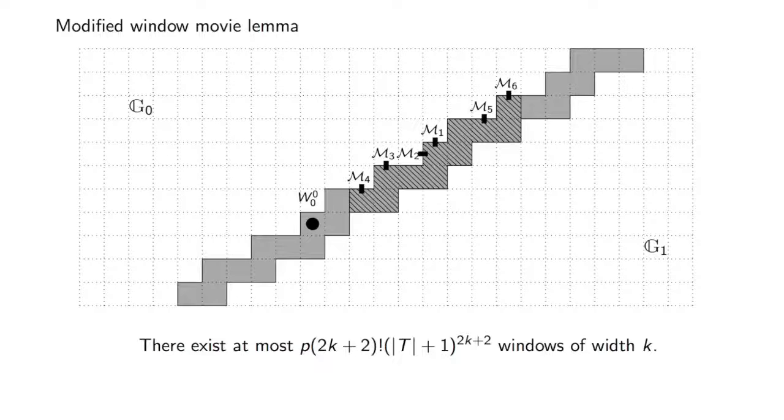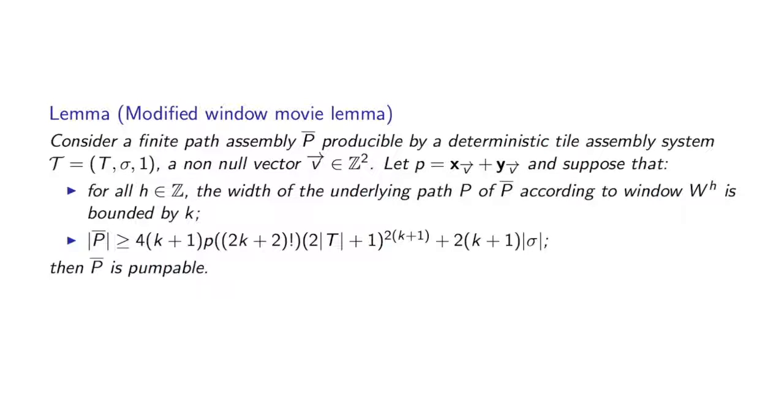Thus we can now bound the number of different movies of width k. Here is the statement of the window movie lemma in our setting. Consider a direction v and a positive integer k. We suppose that for any integer h, the width of the path assembly p for the window wh is bounded by k. Then if p is long enough we can extract a large number of movies. Among these movies, we remove the ones which can contain some output glues of the seed, and we look for 2 movies identical up to translation.